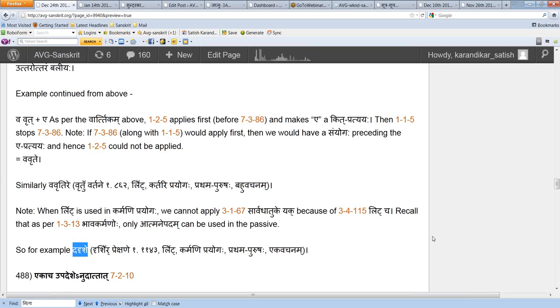Because as I just told you, when you bring tiptaji, in this case the pratyaya was te, in the place of lit, it does not get the sanya of sarvadhatukam, you get the sanya of ardhadhatukam. And sarvadhatuke yak is 3.1.67. So the yak cannot come unless it is followed by a pratyaya which has the sanya of sarvadhatukam. So the bottom line is that when you use lit in karmani prayogaha, there is no yak pratyaya, because 3.4.115 lit ca gives the sanya of ardhadhatukam to the pratyaya and that stops sarvadhatuke yak.